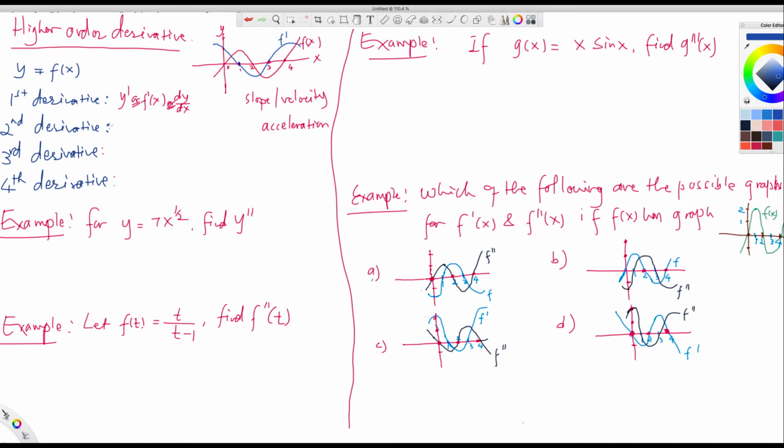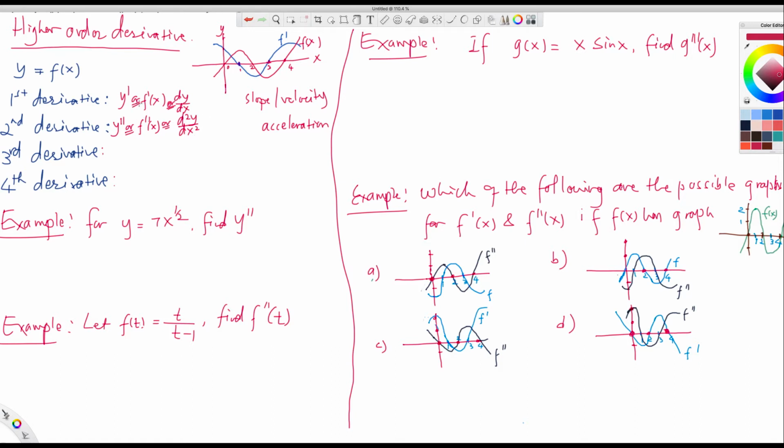So the second derivative is basically the derivative of y prime. Whatever you get as the derivative of y, that is y prime, you find the derivative of that. We denote it by y double prime, or f double prime of x, or d2y over dx squared. This is the notation for the second derivative.